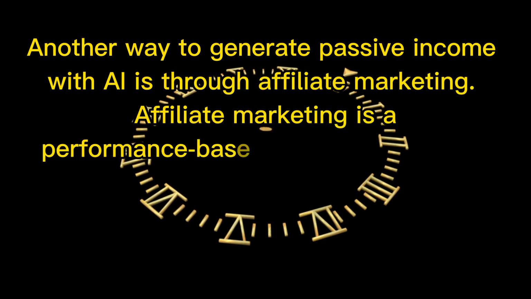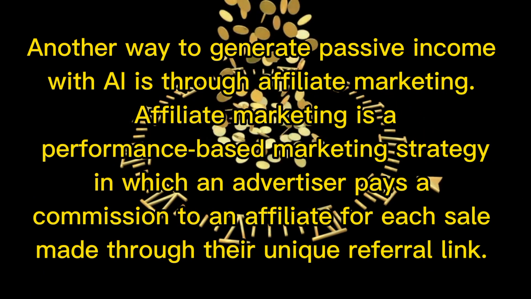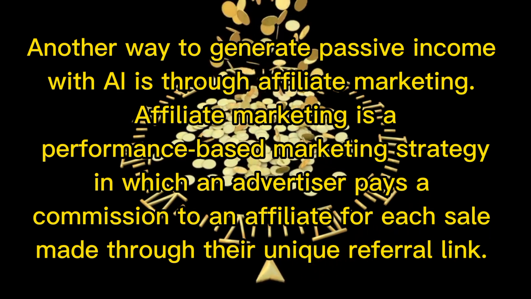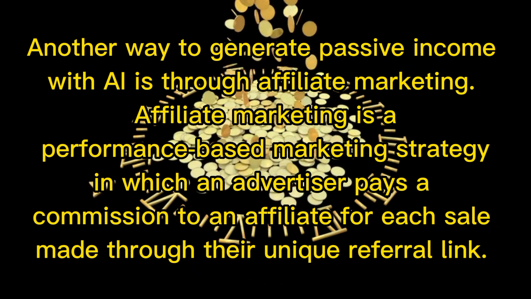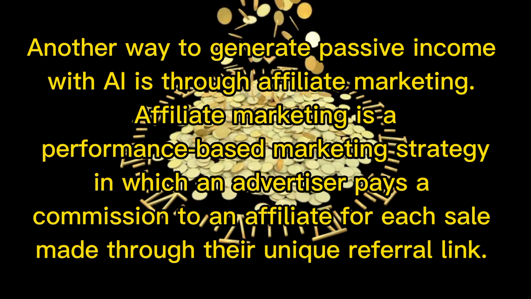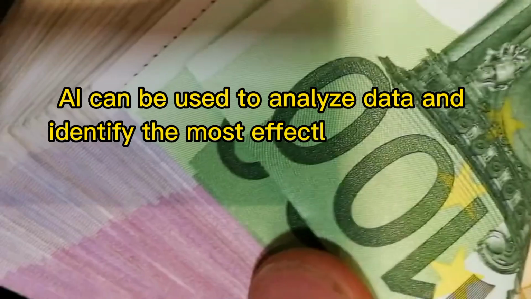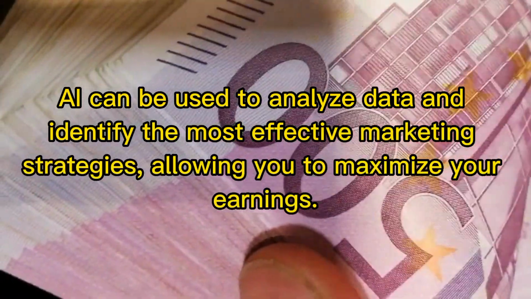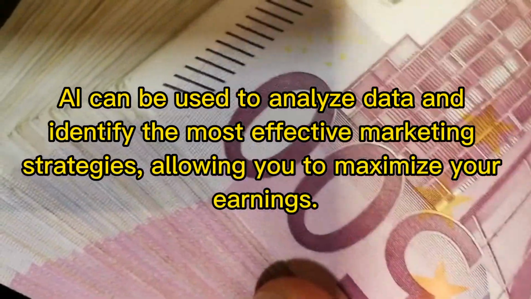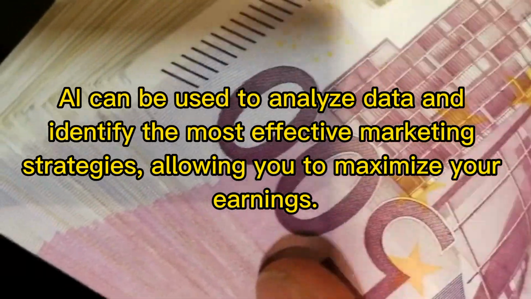Another way to generate passive income with AI is through affiliate marketing. Affiliate marketing is a performance-based marketing strategy in which an advertiser pays a commission to an affiliate for each sale made through their unique referral link. AI can be used to analyze data and identify the most effective marketing strategies, allowing you to maximize your earnings.